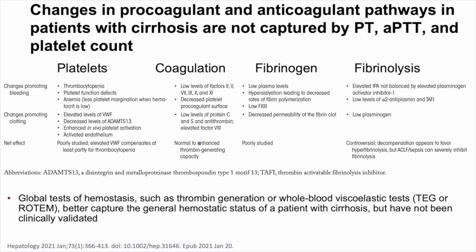And so let's just look here because we're talking about platelets in the first column here, but you can see here that we have changes in the setting of cirrhosis that promote bleeding, and this is just thrombocytopenia, platelet function defects, you're anemic, so therefore platelet margination is lower.